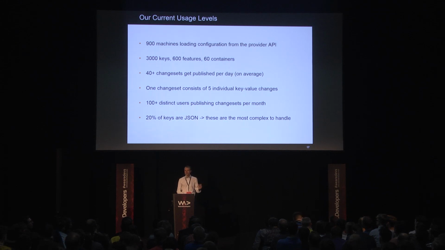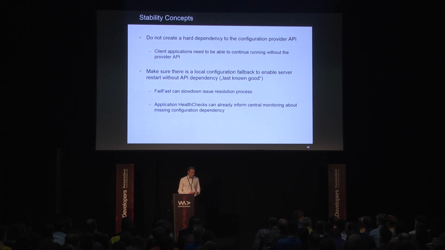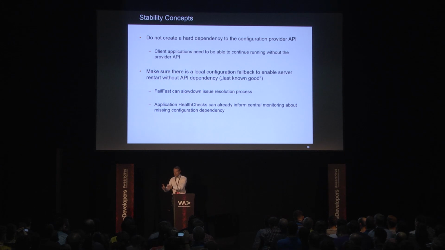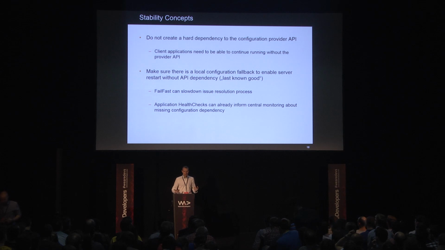Now to what we found important to handle this in a reliable and stable way. So one thing that we did was we wanted to make sure that all the consuming applications don't really have a hard dependency to the provider API. So they should be basically isolated from it. They get the configuration when it's there. They have to live with it. If there's no update, it's good. They continue running. If the core config delivery system is down, it shouldn't matter. The client applications need to be able to continue running without the core system.